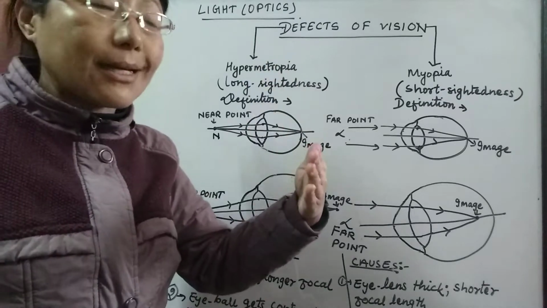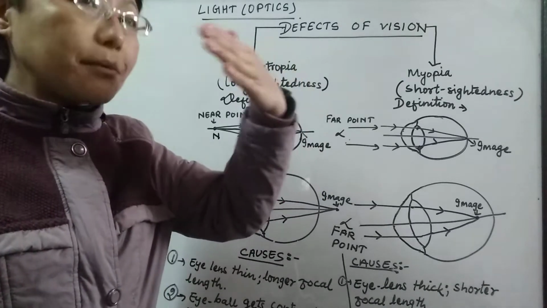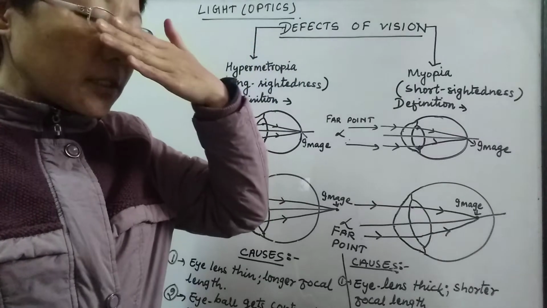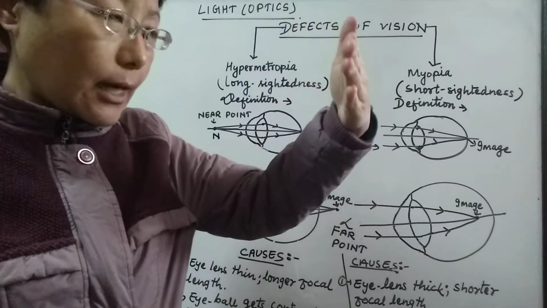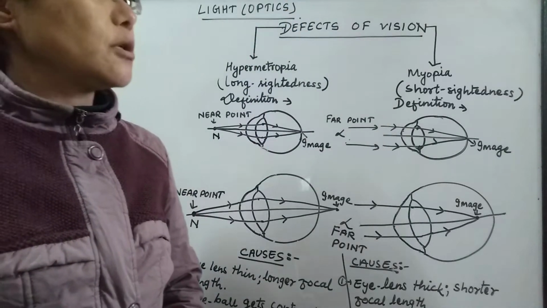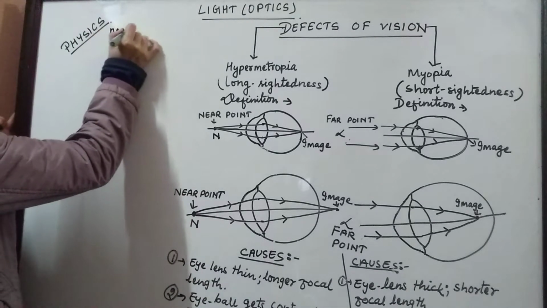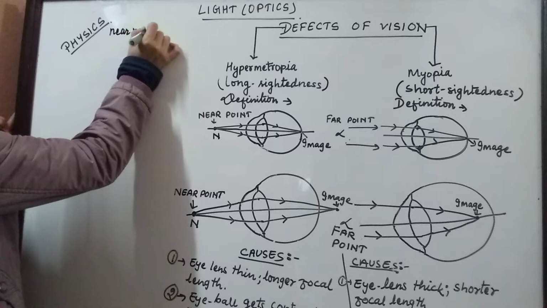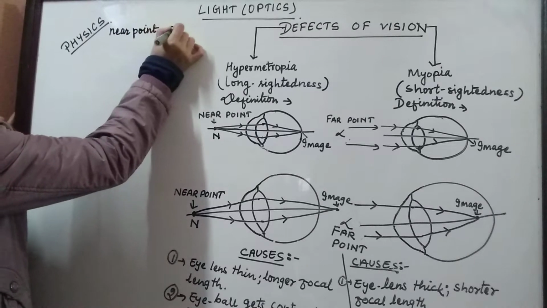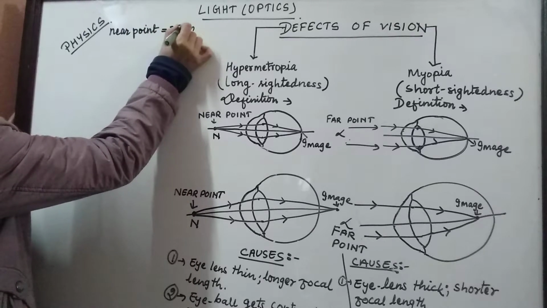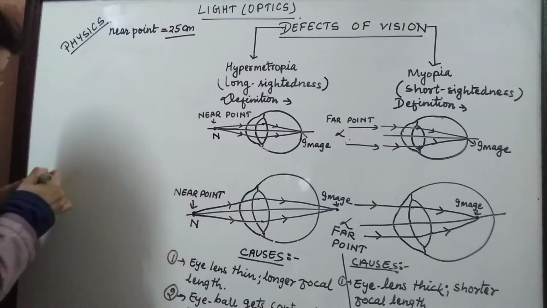For a normal eyesight, near point is 25 centimeter, 25 centimeter away from our eye lens. So 25 centimeter is the near point for a normal eyesight without any defect.